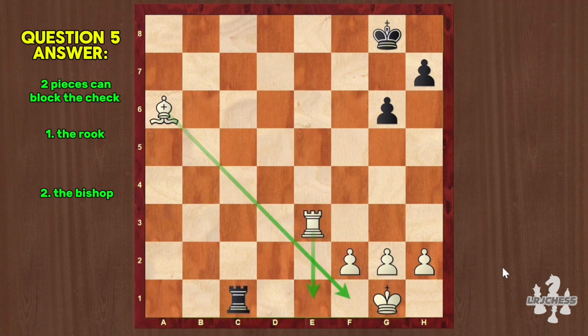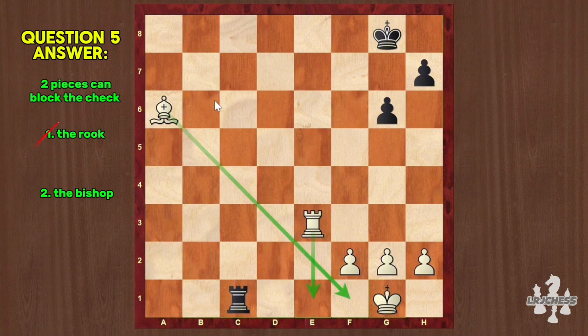If we take a look at the rook blocking the check first, you can see that there are no pieces guarding this rook. So the black rook could take you for free. And now you lost a rook and you're still in check. So this is not correct.